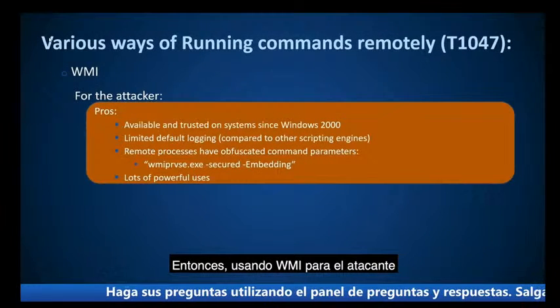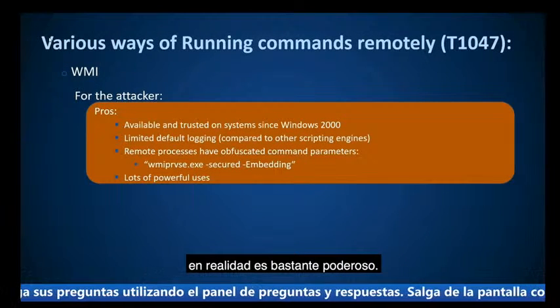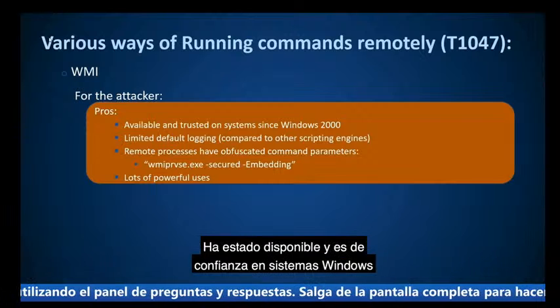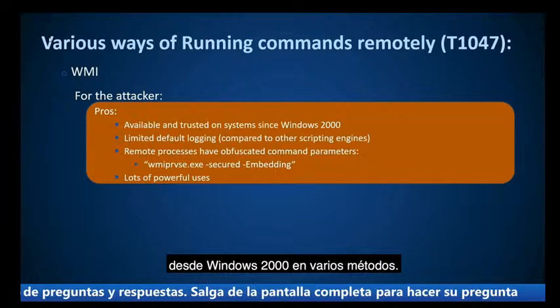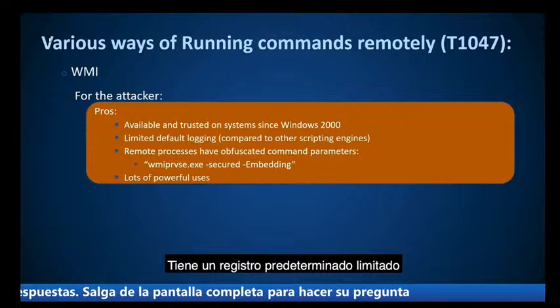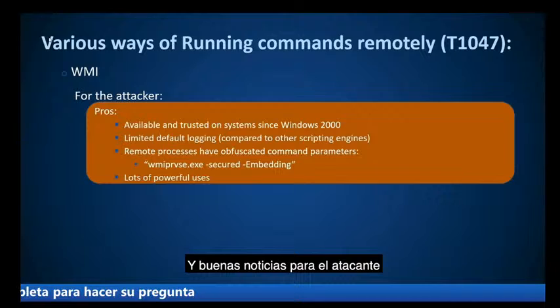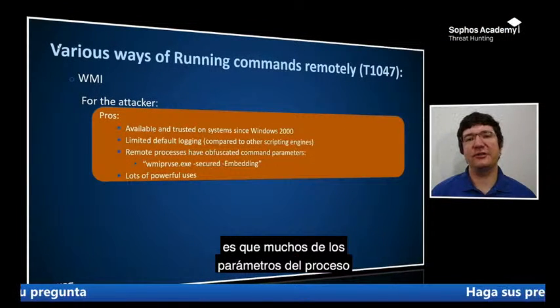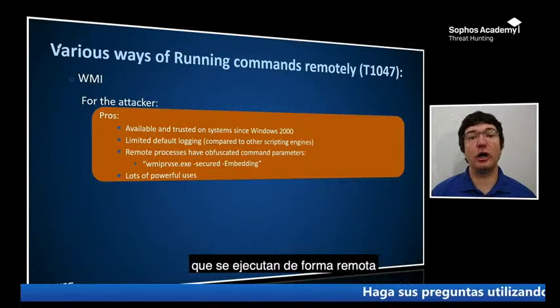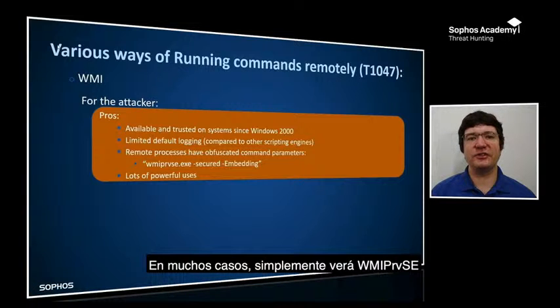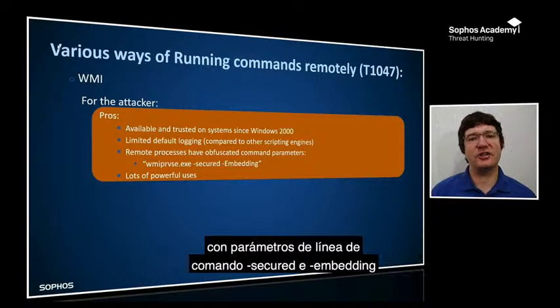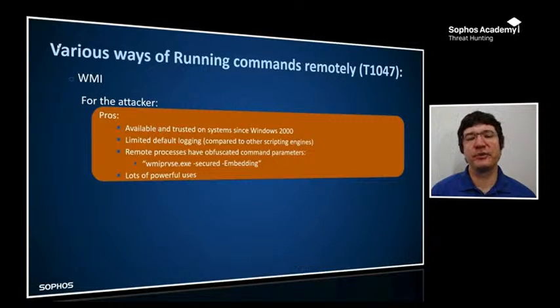So using WMI for the attacker is actually quite powerful. It's been available and trusted on Windows systems since Windows 2000 in various methods. It has limited default logging compared to some of the other scripting engines like PowerShell. And good news for the attacker is that a lot of the process parameters that are run remotely are obfuscated by default. In a lot of cases, you'll simply see WmiPrvSE with -secured and -embedding command line parameters and not much else.